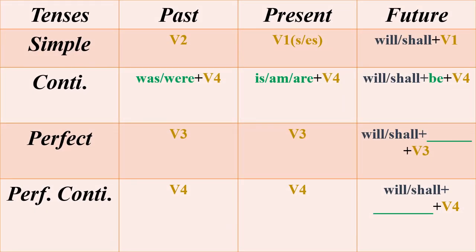Be and its friends is, am, are and was, were appear in the second row of this tense chart, that is, in the continuous form. Was and were, we use for past. Is, am, are, we use for present. And be for future.